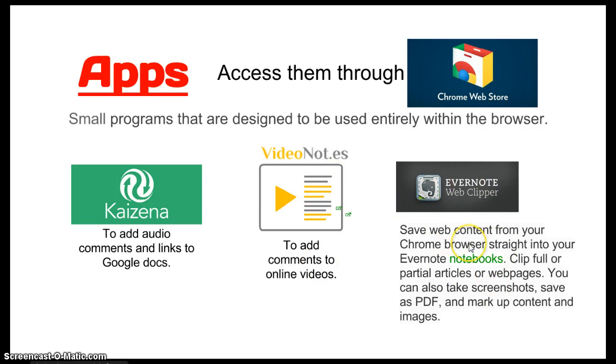Evernote is great for taking notes and having access to them anywhere. Video Notes is good if you use videos with your students so that they can take notes watching the video. Kaizena is great for giving comments to students about their Google Docs, and you can do it by speaking, and that's good for some students to hear the comments as opposed to just reading them.